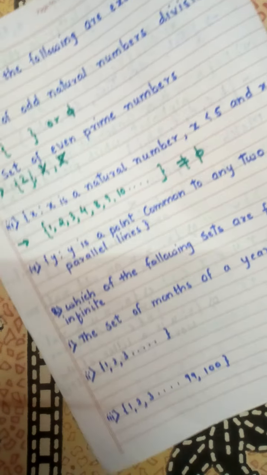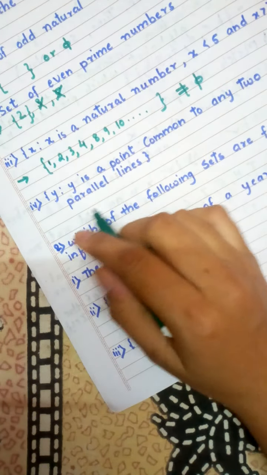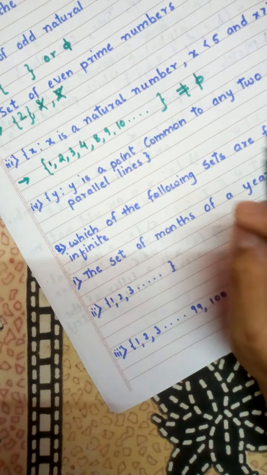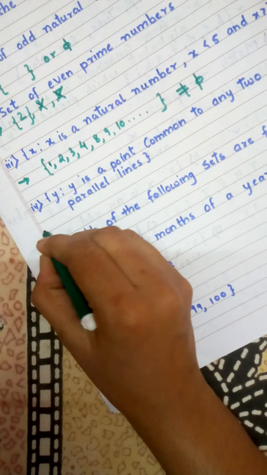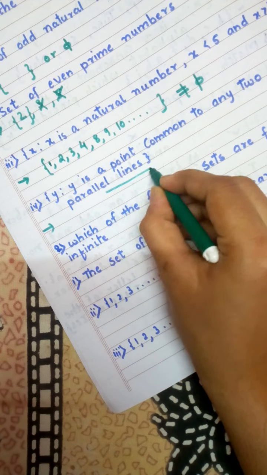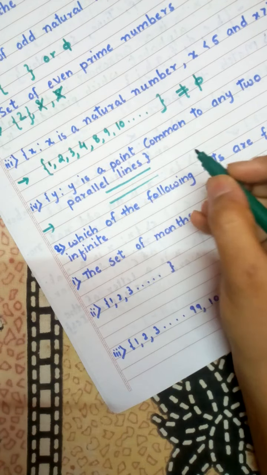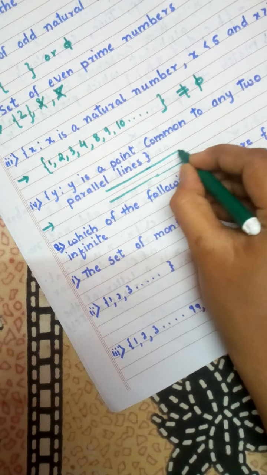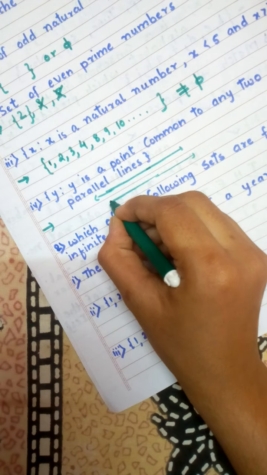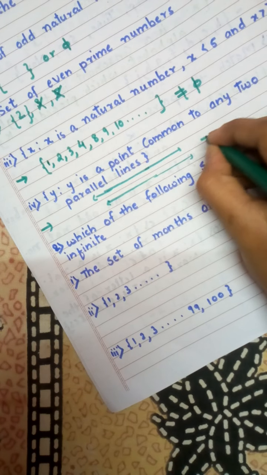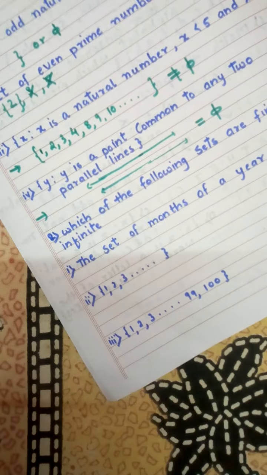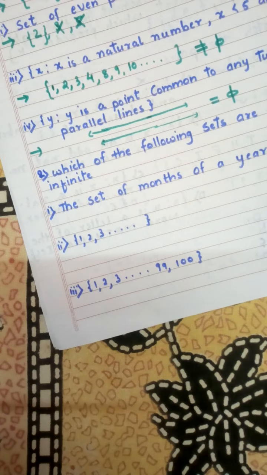Now moving to the next question. Y such that y is a point common to any parallel lines. We know that parallel lines do not meet each other. There is no common point where the parallel lines meet. Therefore this is an empty set. So this was the first question.